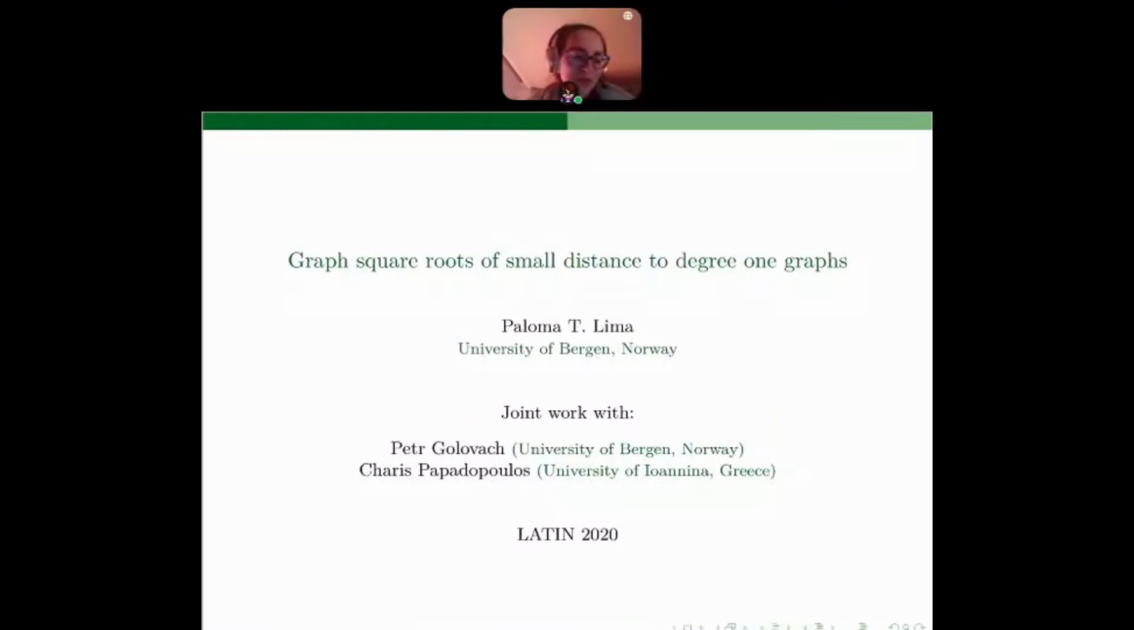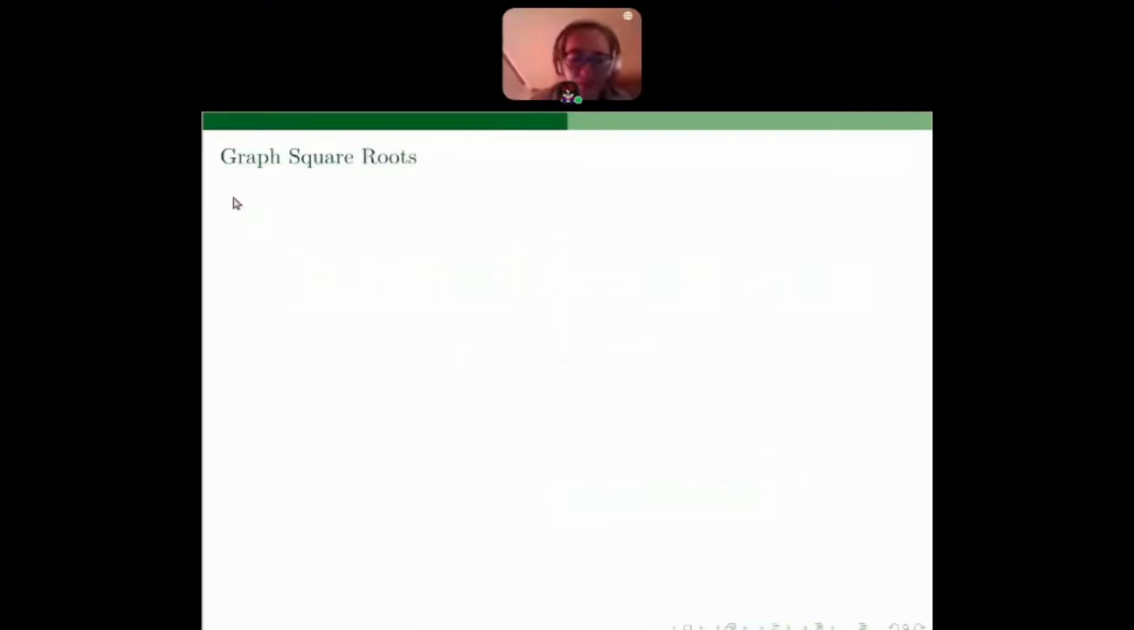So the work I will present is a joint work with Petr Golovach from the University of Bergen and with Charis Papadopoulos from the University of Ioannina. So I will be talking about square roots. I will start by defining what a square root is.